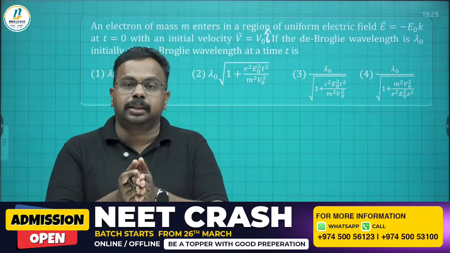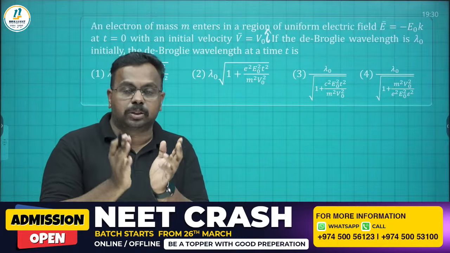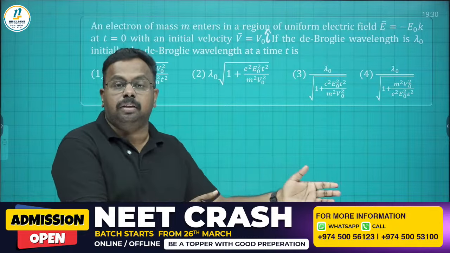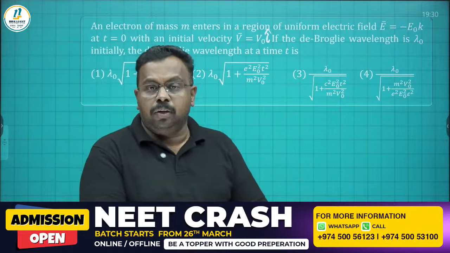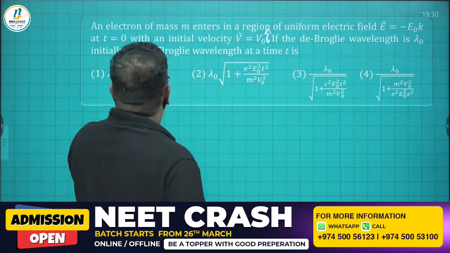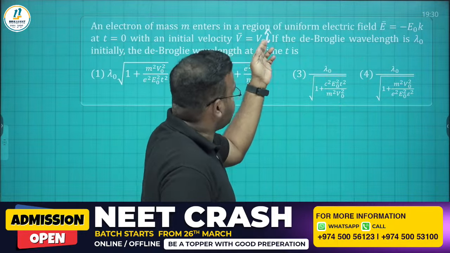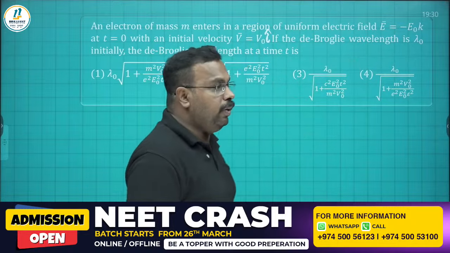So here you can see that in this question they are combining concepts from electrostatics and dual nature, de Broglie wavelength. So you have to combine the ideas. Let us check. The first one is time t equal to 0, velocity is v naught, it's traveling along the x-axis, and the de Broglie wavelength is lambda naught.